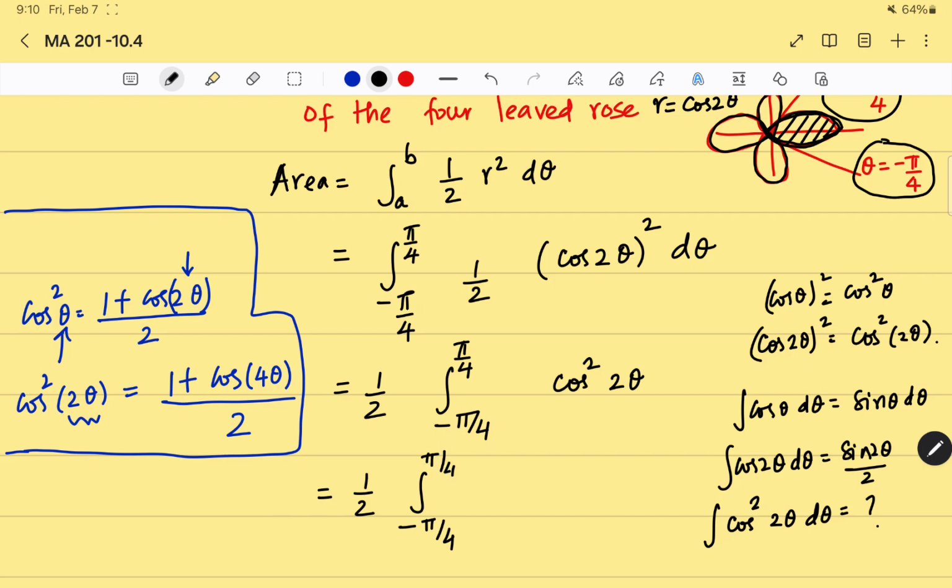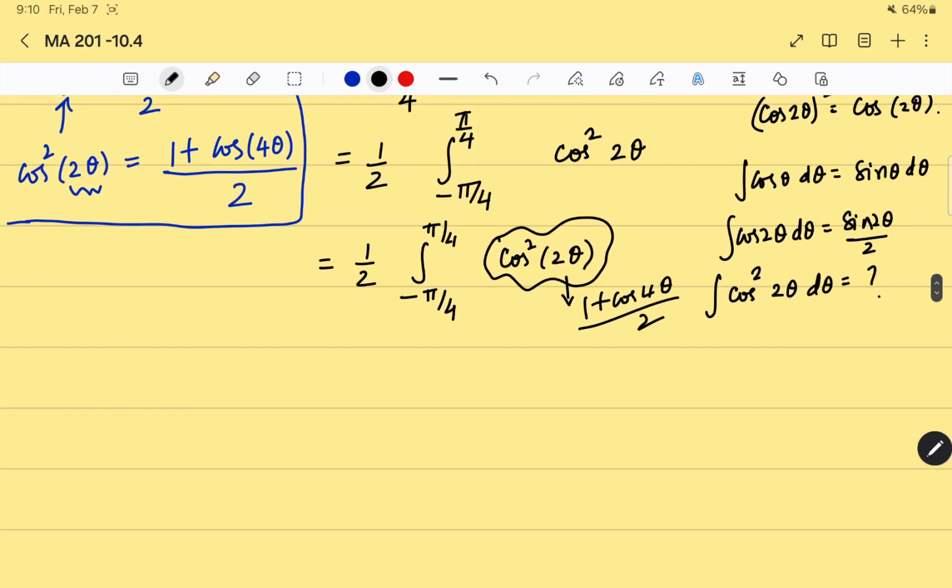So let's go to the question, which equals 1 by 2 integral minus pi by 4 to plus pi by 4 of cosine square 2 theta. I am going to write this cosine square 2 theta as 1 plus cosine 4 theta divided by 2. We can integrate and substitute the limits directly because it's a small function. You can substitute the upper limit pi by 4 and the lower limit minus pi by 4. It's very easy. Sometimes the function gets bigger, so when we need to apply the limits, you will make mistakes.